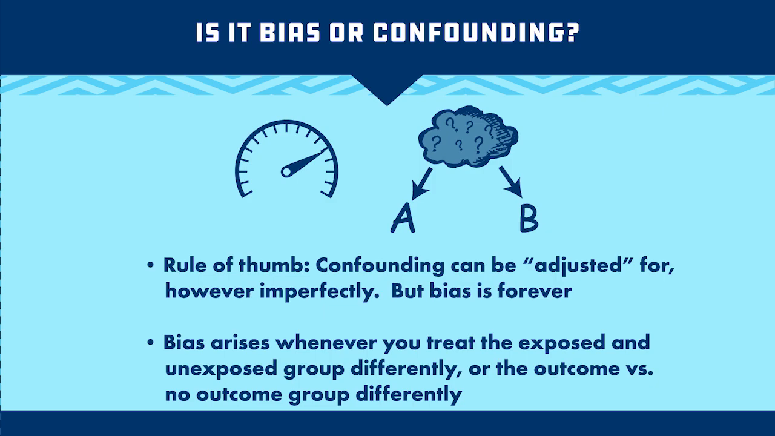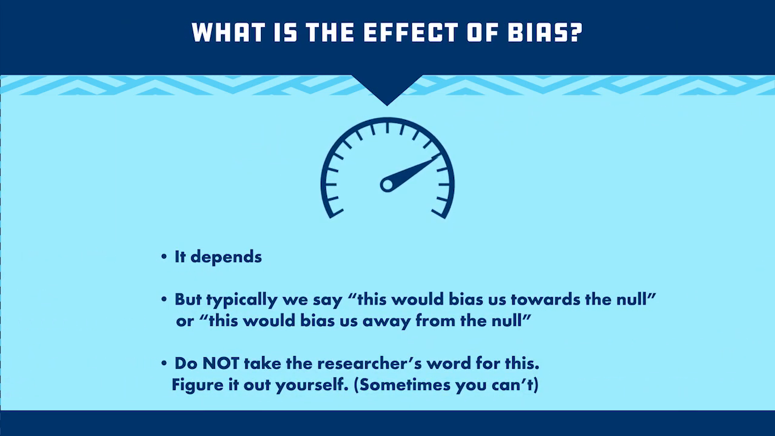If you take that Geico example, if you had that data set sitting in front of you, there's no way to fix it because the only people who appear are people who switched to Geico. You can't get the results of people at large because it's just not there. That is built into the study. So bias arises whenever you treat the exposed and unexposed group differently or the outcomes versus no outcome group differently. Now, what is the effect of bias overall? Well, it depends a little bit. We typically say that a bias that creeps into the study is going to bias our results towards the null or away from the null.